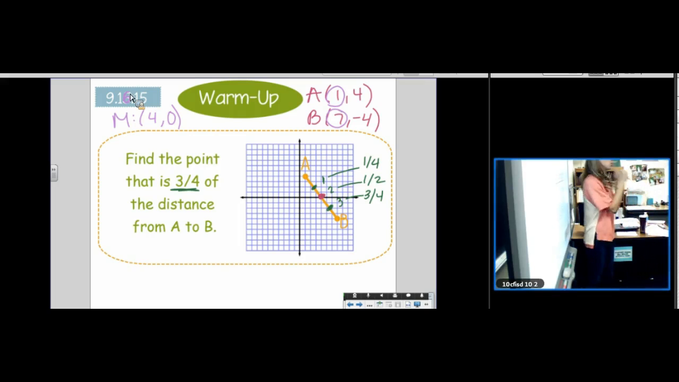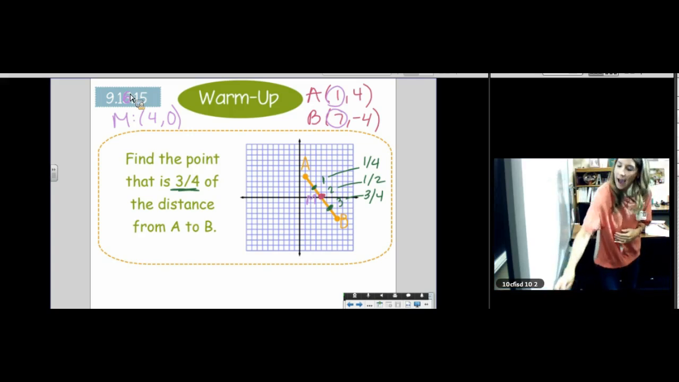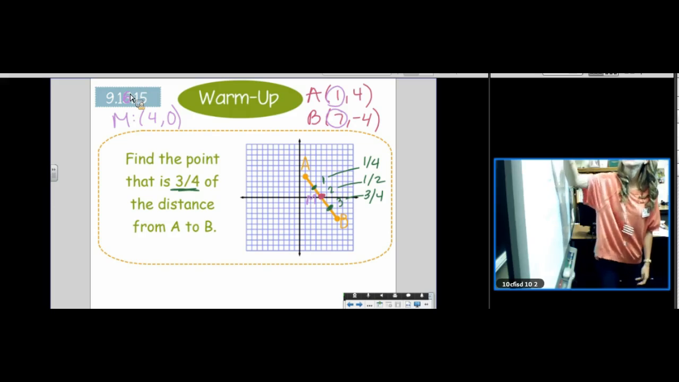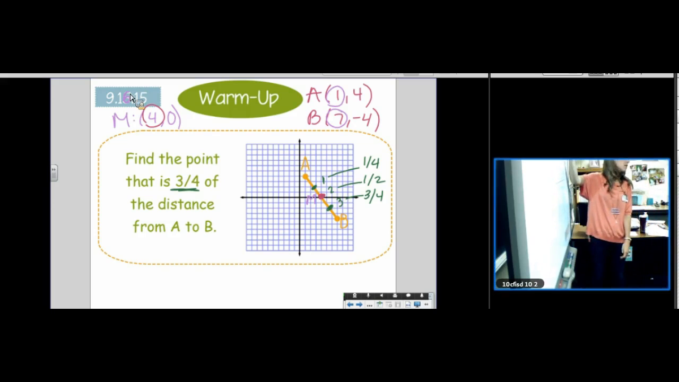Now, which 2 points are we going to use to find the one 3/4 of the way? 4, 0, and good. We're going to use MB. We're going to find the midpoint of segment MB. Midpoint of the midpoint. All right, here we go. Add your x's and divide by 2. 4 plus 7. Learn this in elementary school. 11 divided by 2.